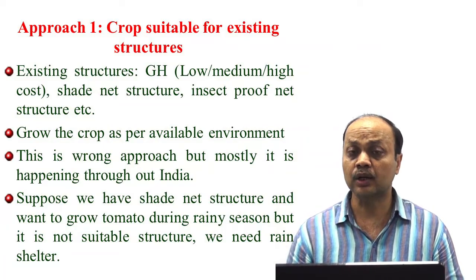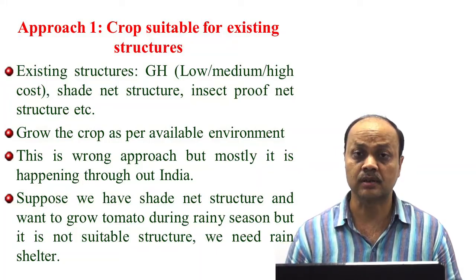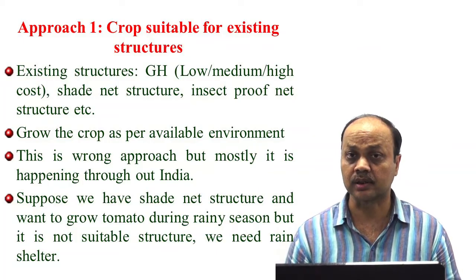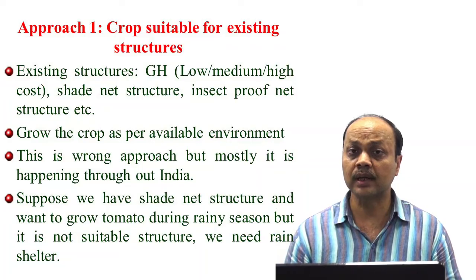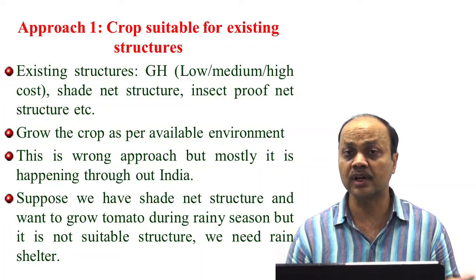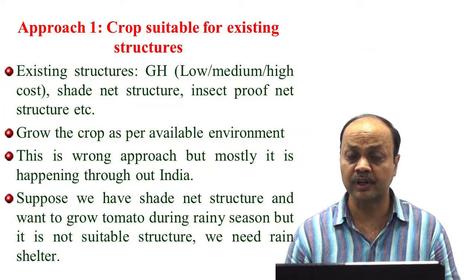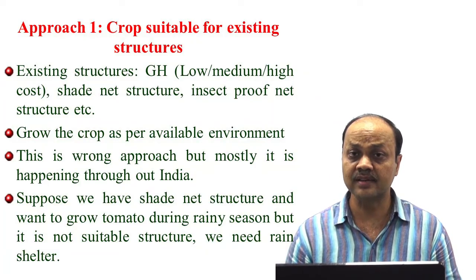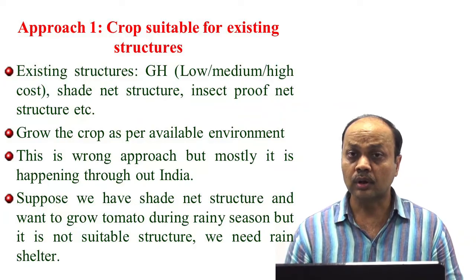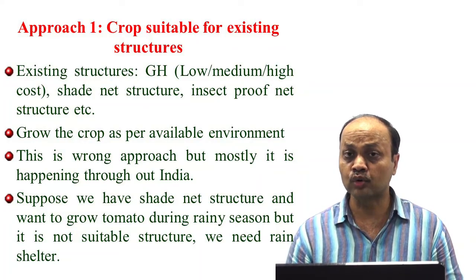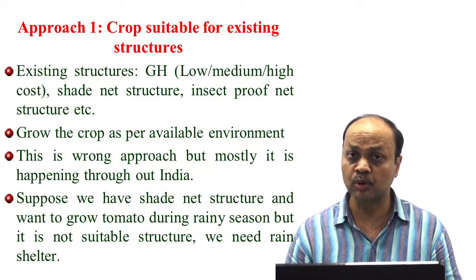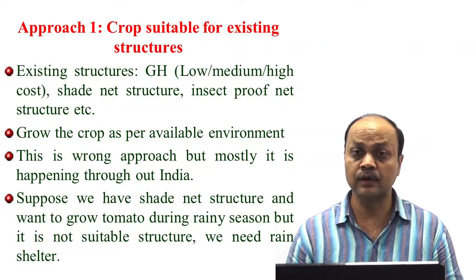Suppose you want to grow tomato during summer season, but you have a greenhouse structure. In the greenhouse during summer, the air temperature is very high. Due to the high air temperature, the soil temperature is also very high, and the light intensity is also very high inside the structure. If you are thinking to grow tomato in a greenhouse during summer, it is possible, but you have to reduce the temperature and the light intensity.